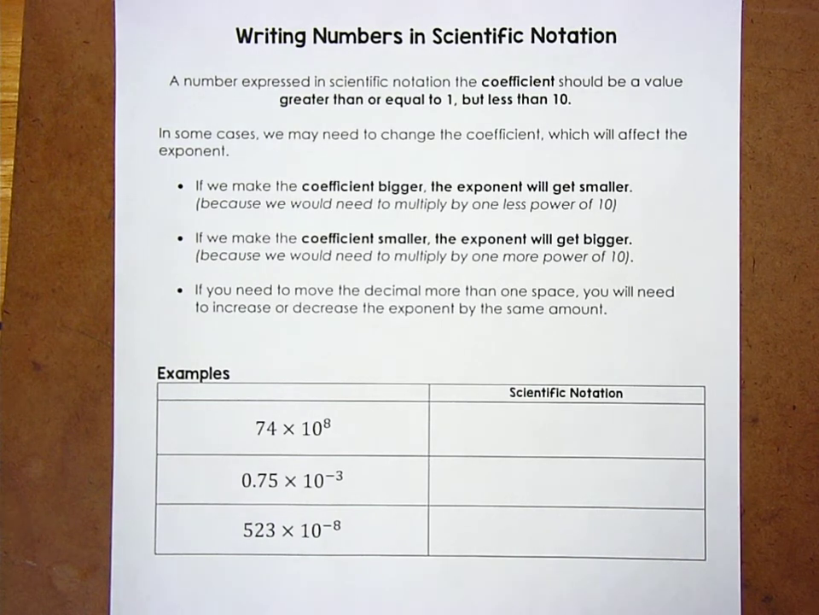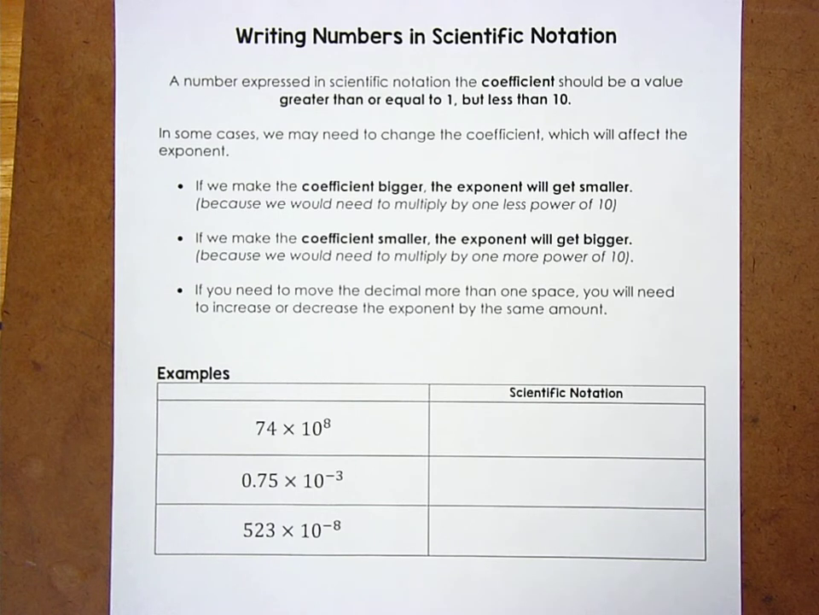We're going to take a look at writing numbers in scientific notation. First of all, scientific notation is a way that we can express really big and really small numbers as a multiple power of 10. Anytime we express a number in scientific notation, it's important for our coefficient to be a value that is greater than or equal to 1, but less than 10.